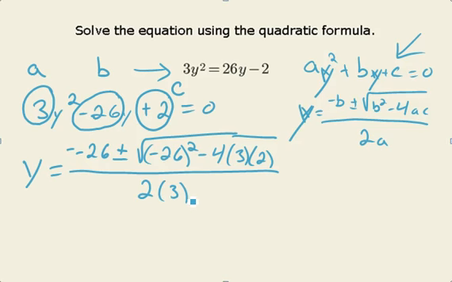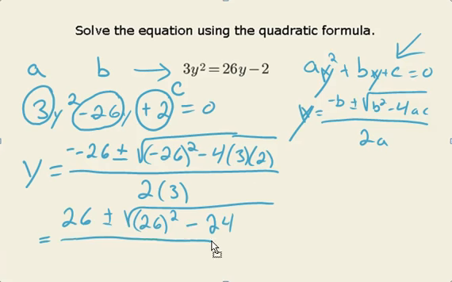We could clean this up a little bit. If you wanted to, negative of negative 26 is positive 26, plus or minus the square root. Negative 26 squared is the same as positive 26 squared, but I'm not going to multiply that out. 4 times 3 is 12, times another 2 is 24, so this is 24, all over 2 times 3 is 6. So here's a good way that we can write our answer.